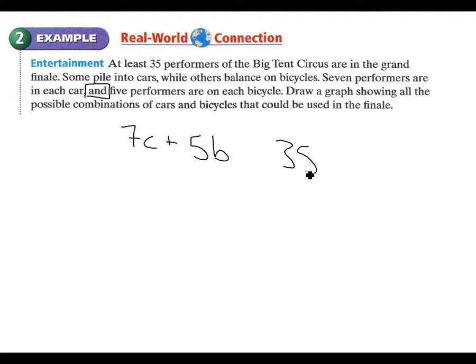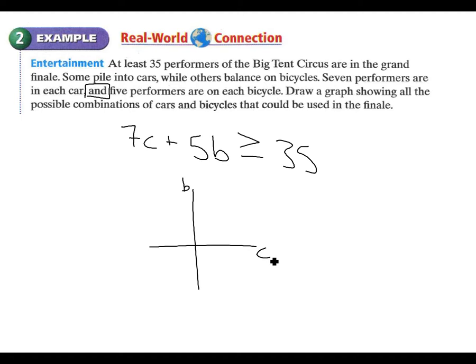Does at least mean above or below? If I'm at least 35, I could be 36, 37, 38. So I can be above, greater than, or equal to. I could also be exactly 35. All right, I'm going to graph this one using intercepts, actually, just so that we can remember how to do that. And I'm going to graph bicycles here, and I'm going to graph cars down here.